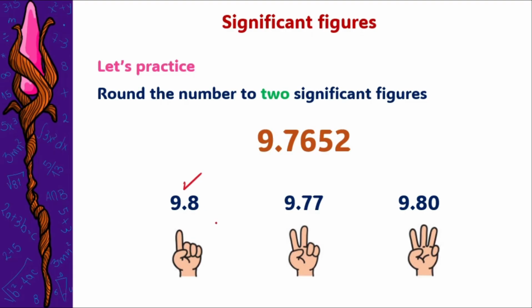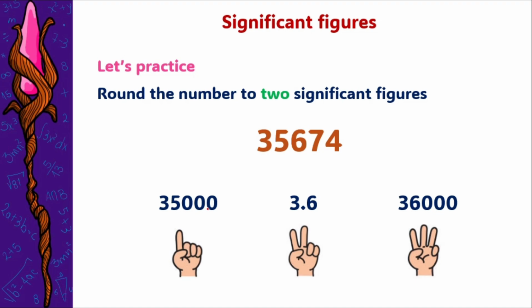And this is the correct answer, guys. This one is not correct because this one has 3 significant figures, 1, 2, 3. And this one also has 1, 2, and 3. So we shouldn't leave the 0. We need to take it away, so we are just going to have 2. This one to 2 significant figures.